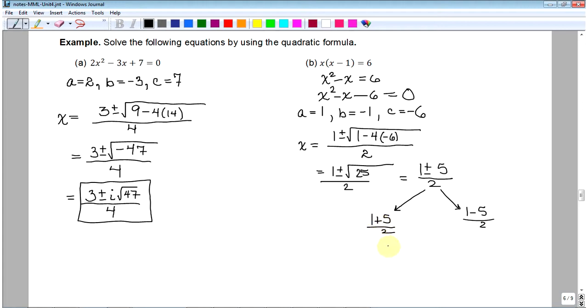So we end up with 6 over 2, or 3, for one of our solutions. Here we have negative 4 over 2, which is equal to negative 2. So those would be our two solutions for part B.